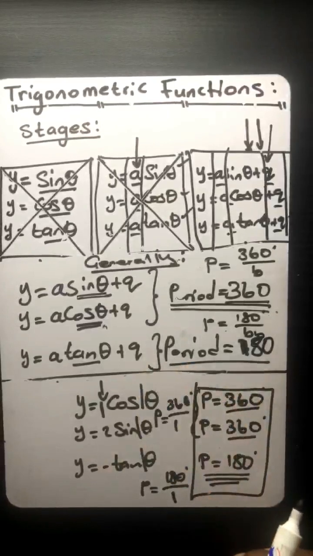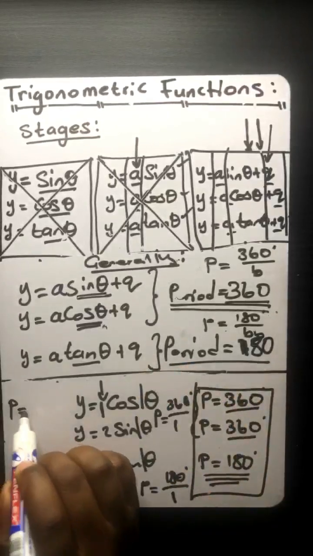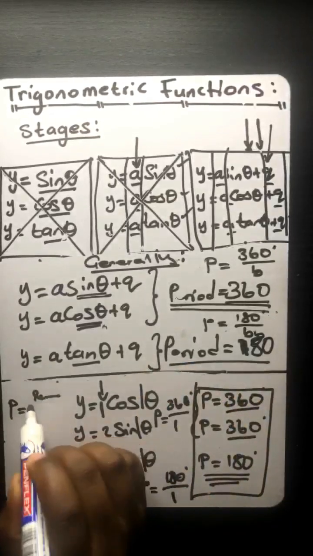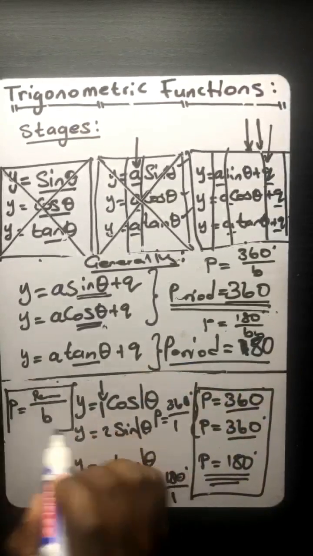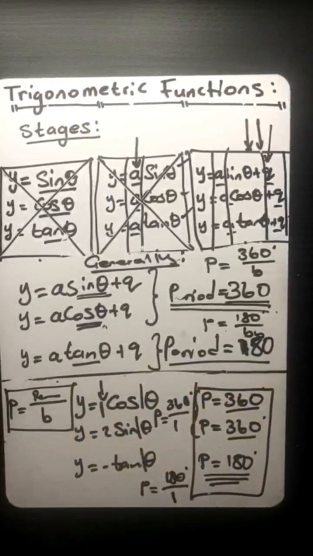But if you don't know that there is a formula which says P is equal to the general period divided by B, you will never get it correct. Does it make sense to everyone? These are some of the most important tips that you might not easily get. But does it make sense to everyone?